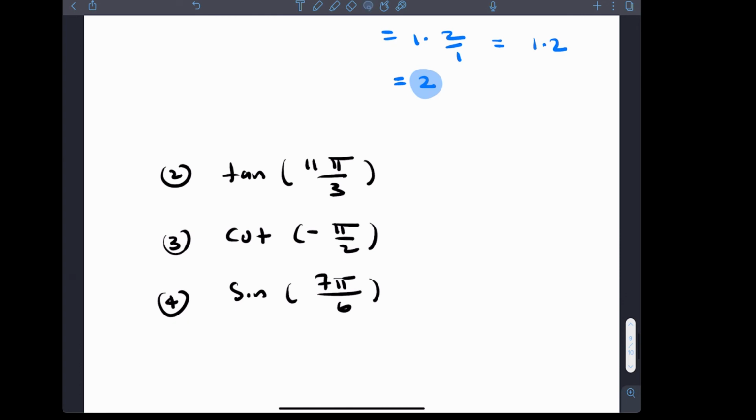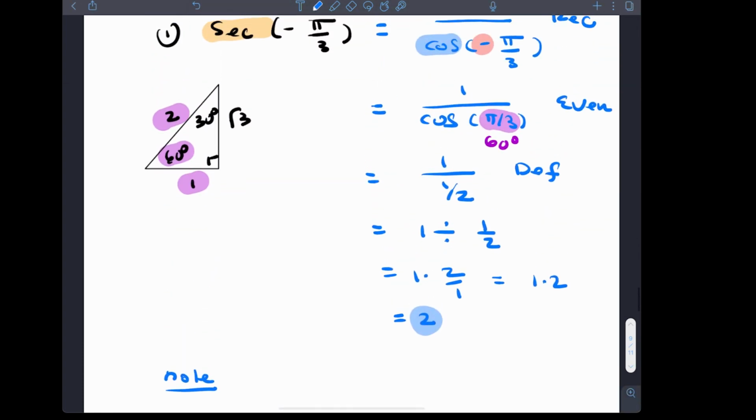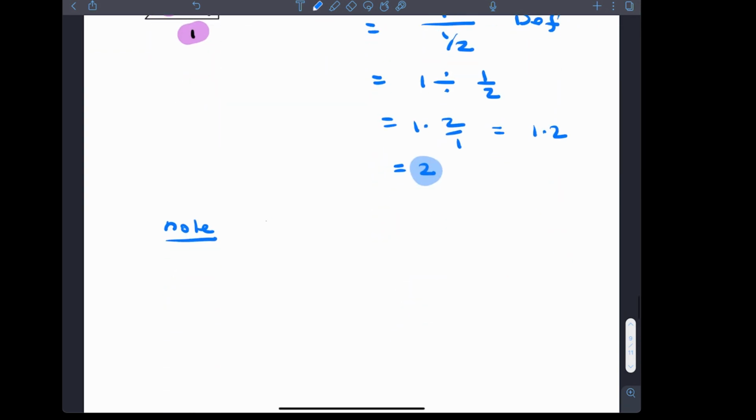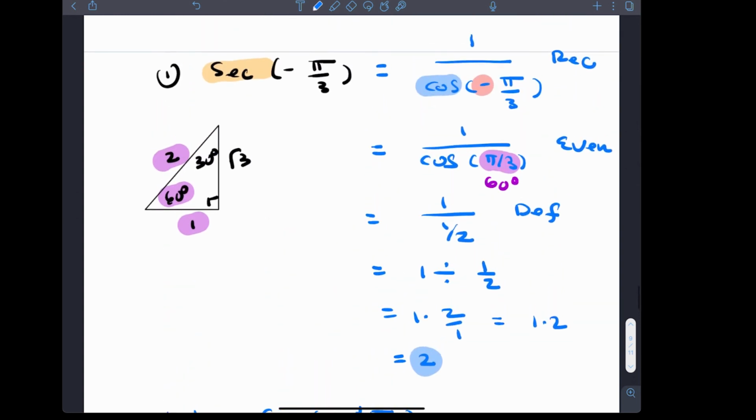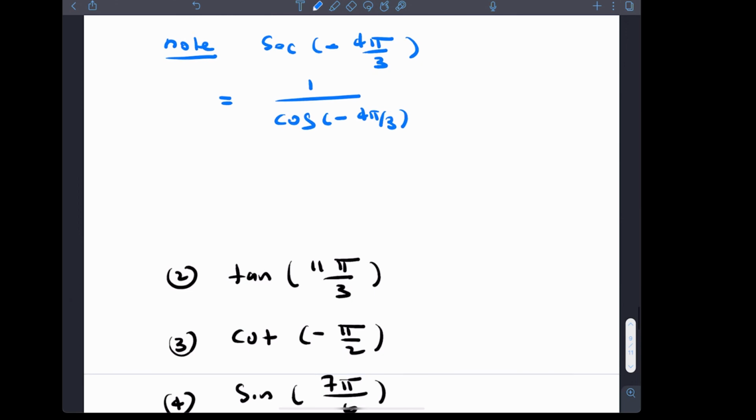I'm going to do a note here just to see if you're awake. Note. What if they gave you secant of negative 4 pi over 3? Okay? You say, would I write that again as 1 over what? Cosine of that negative 4 pi over 3? Yes, this is compare and contrast. And you say, can I use the fact that cosine is even? That's what they want you to do.